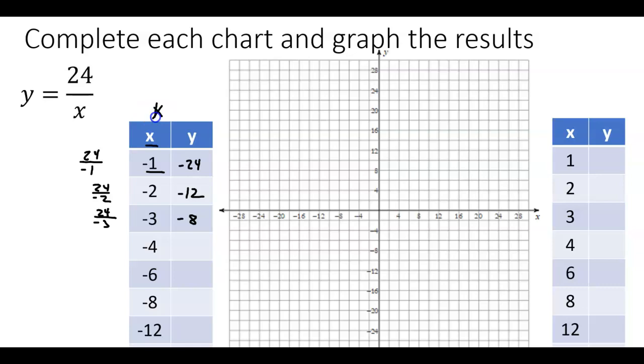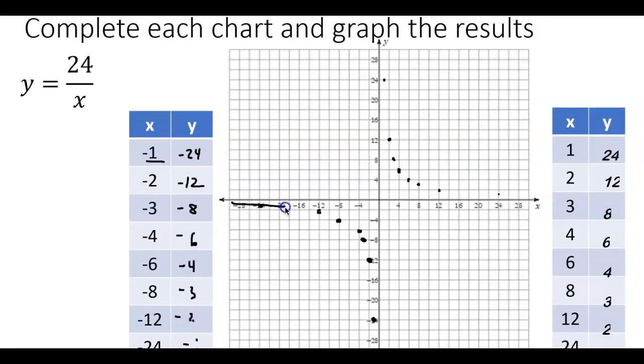Once you're finished with this table, we want to connect the dots. Then you're going to do this table and connect those dots. They're going to be two separate pieces, just so you guys know. So do one graph for this table and one graph for that table on the same chart here. So -1, -24 would be about here. -2, -12 would be here. -3, -8 would be about here, and so on. So go ahead and find all those blanks, connect your dots, and then we'll see what that graph looks like.